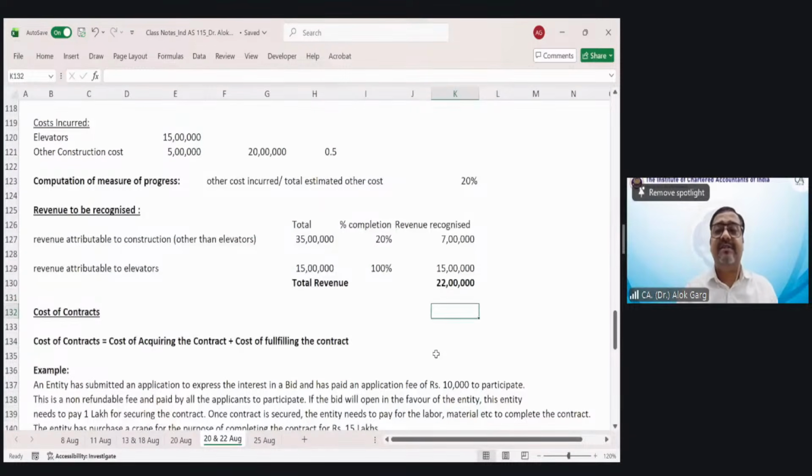Then my dear friends, we discussed the concept of cost of contract. Why did we discuss the concept of cost of contract? Let me tell you.